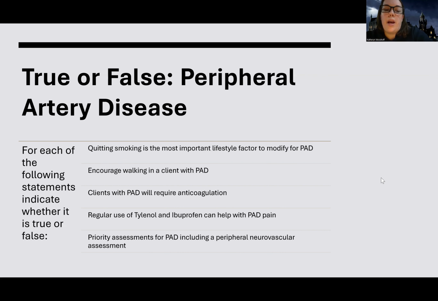Like that's never going to be a good option. Quitting smoking is always going to be all or none, whereas with alcohol, you can do it in moderation. If you remember with cardiovascular, one drink is okay for women and two drinks are okay for men. So just keep that in mind.